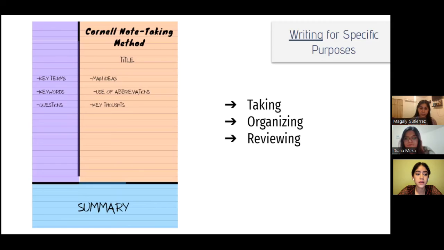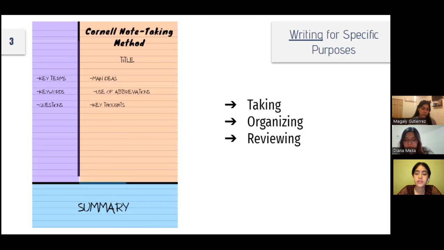The first part here, the orange part, is for the main ideas, use of abbreviations, key thoughts. The purple part is for key terms, keywords, and questions. And the blue part is for a summary that they are going to do at the end of the class, summarizing what they have seen.